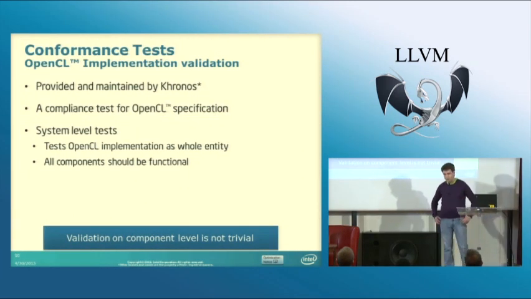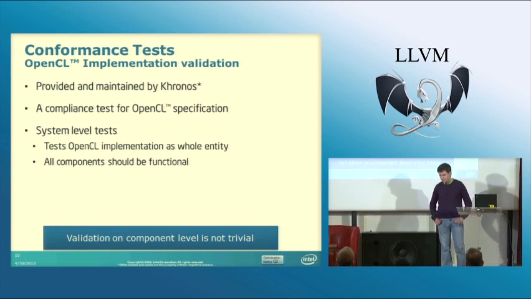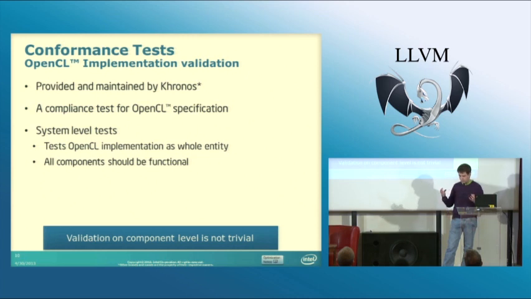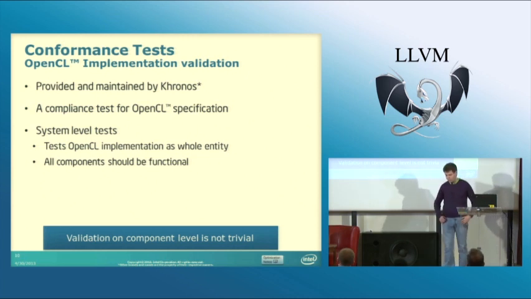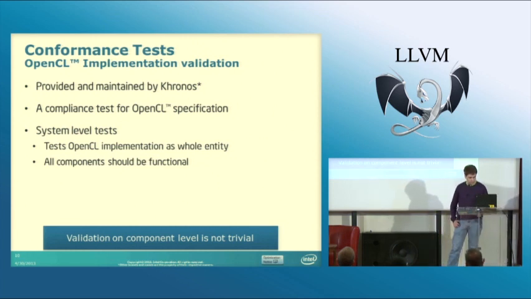Khronos itself provides us with so-called conformance tests. These conformance tests are system-level tests. They test the OpenCL implementation as a whole entity, and they do not allow you to test each component. You need to have all components ready to run the conformance tests.